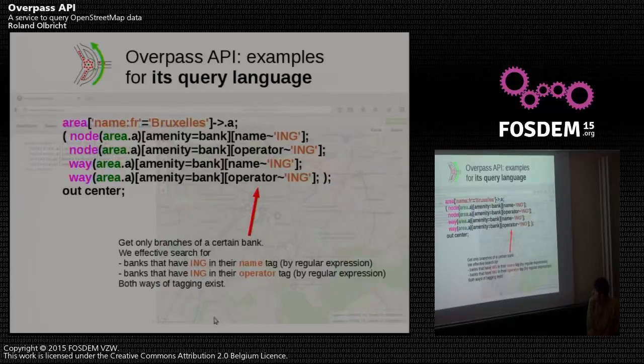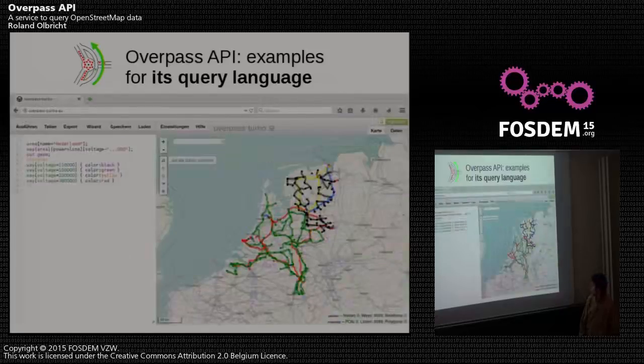As I've just told, we could have the ING shortcut either in the name or the operator. These are the common ways to map bank chains or supermarket chains or whatever. Okay, so I could proceed with the final example. That's the one that you have already seen before.